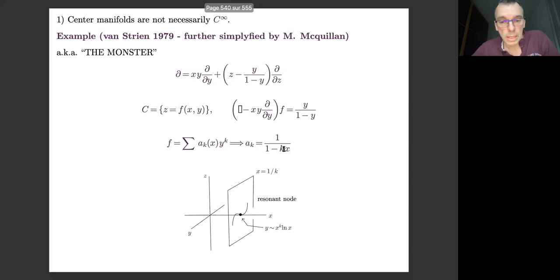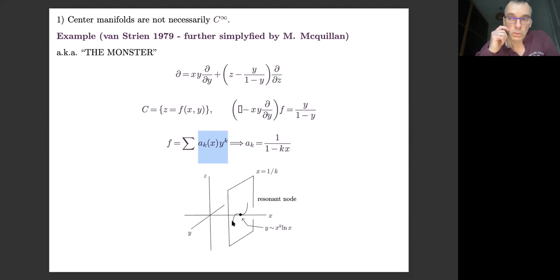Okay, so it means that if x is of the form 1 over k, you cannot obtain this expansion for k greater than 1 over x. In other words, the center manifold is not C^k for x smaller than 1 over k. Right. So I can show to you.